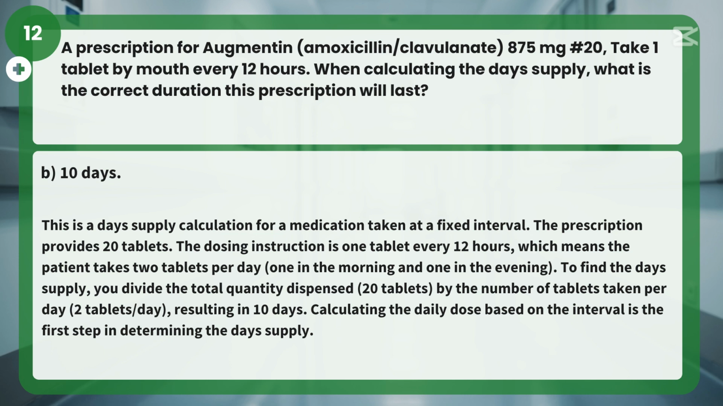To find the day's supply, you divide the total quantity dispensed, 20 tablets, by the number of tablets taken per day, 2 tablets/day, resulting in 10 days. Calculating the daily dose based on the interval is the first step in determining the day's supply.